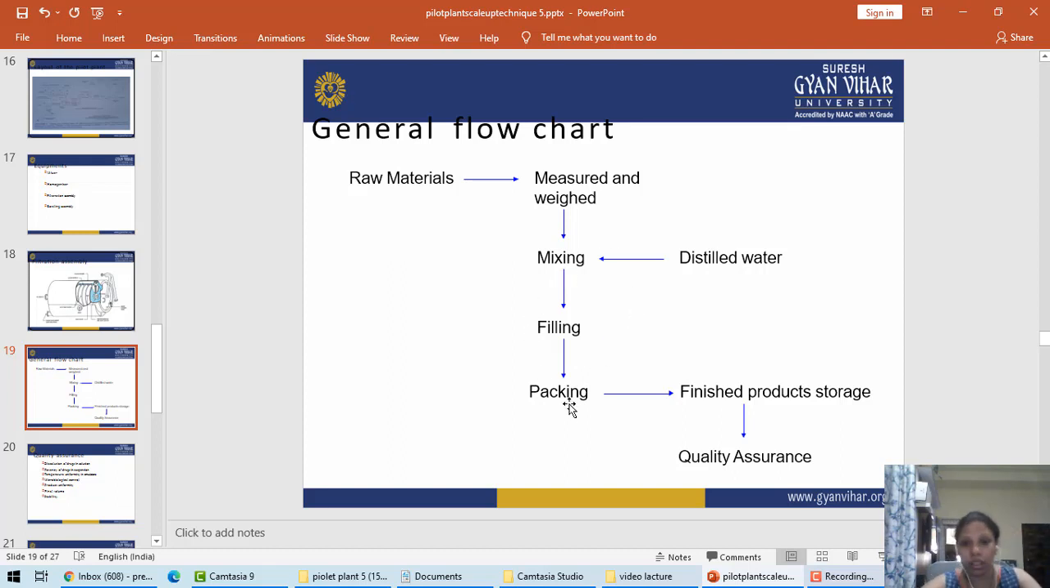After the filling of the bottles through the bottle assembly, then packaging is there. So after filling the bottle we have to seal them and pack them. Then after that, finished product storage is there. After the complete manufacturing of the liquid dosage form, it will go for the final packaging.